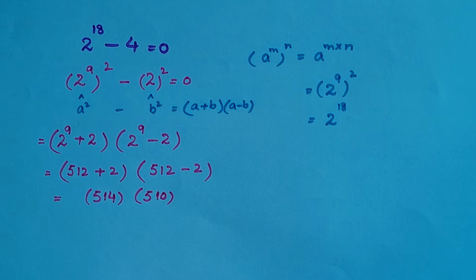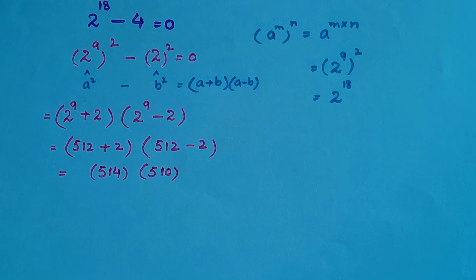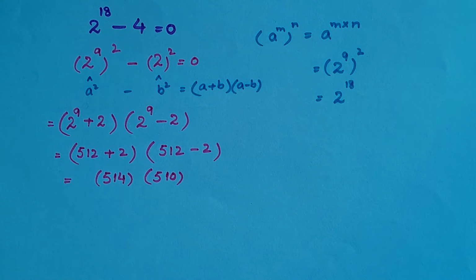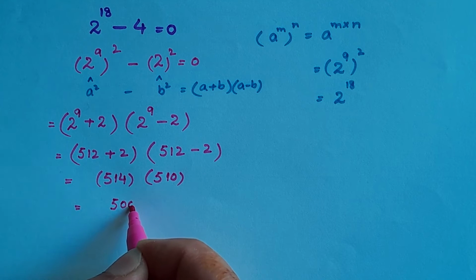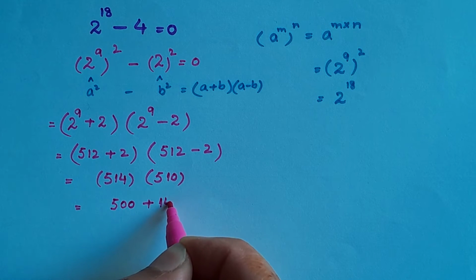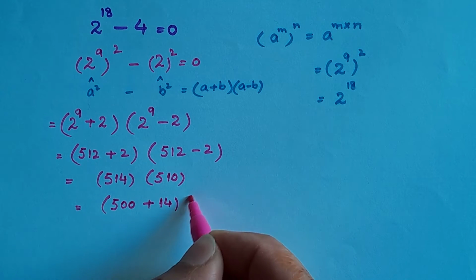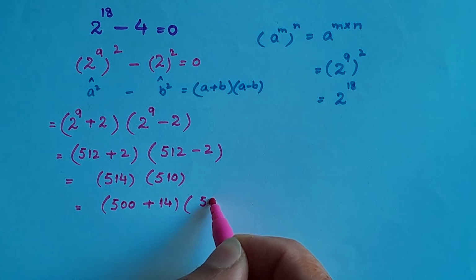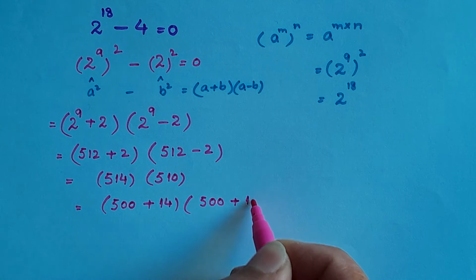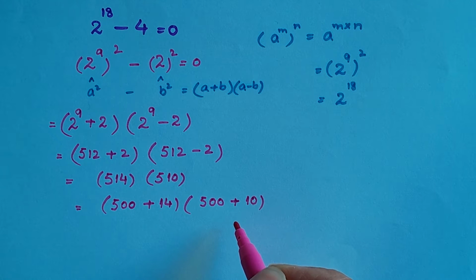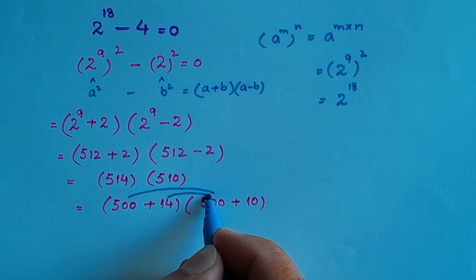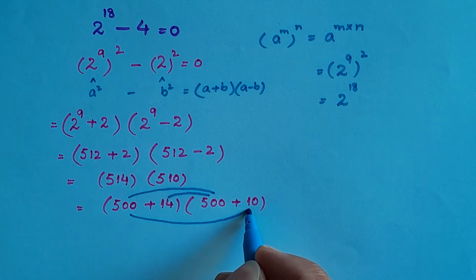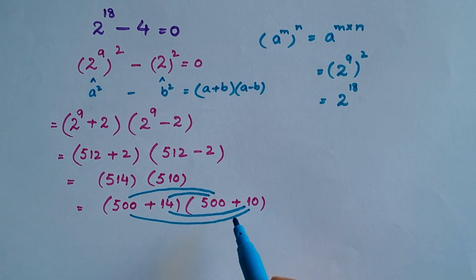Now it is a bit difficult to multiply these two big numbers without a calculator, so we are going to simplify it. We can write 514 as 500 plus 14, and 510 as 500 plus 10. Now we are going to use the distributive law of multiplication to multiply all these numbers. 500 multiplied by 500, 14 multiplied by 500, then 500 by 10 and 14 multiplied by 10.